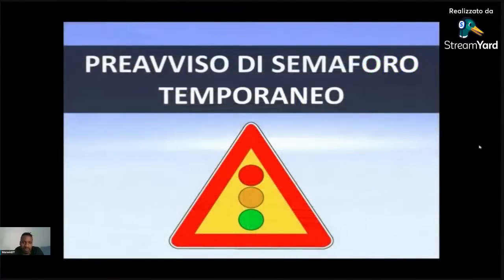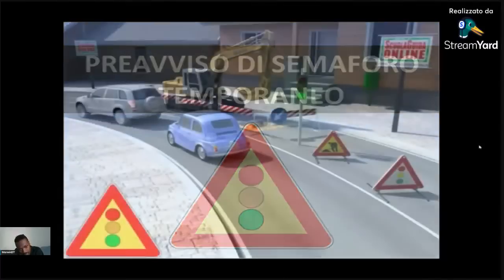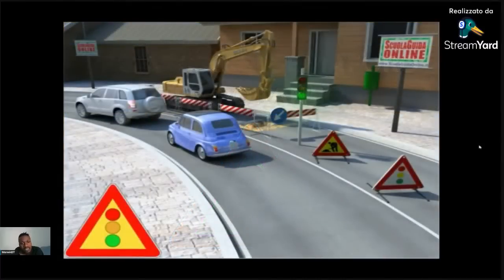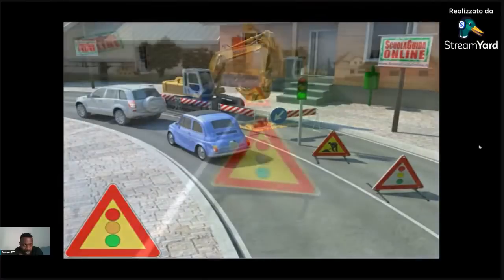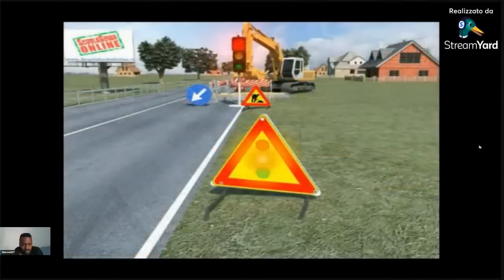Preavviso di semaforo temporaneo, which is alerting us of the traffic light, which is a temporary traffic light. Here it is, the temporary traffic light. It means it will be removed from the road after the work. Okay, after the work that they are doing. So this one is vertical, you see, just as the one we saw before, with the yellow light blinking.